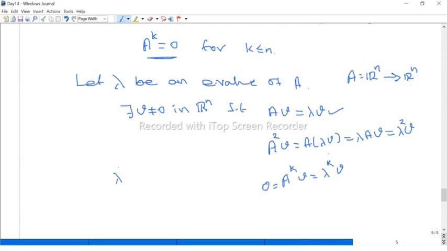So finally lambda power k times V is the 0 vector. But we know that V is a non-zero vector. Therefore the only possibility is that lambda power k is 0. Since lambda is a number, lambda multiplied k times equal to 0 means lambda should be 0. So we started with the eigenvalue lambda and proved that it should be 0. Therefore, for any nilpotent matrix, 0 is the only eigenvalue. All the eigenvalues are 0, 0, 0, n times.